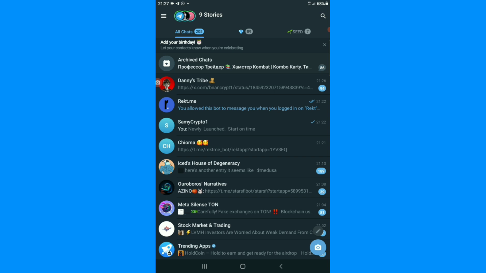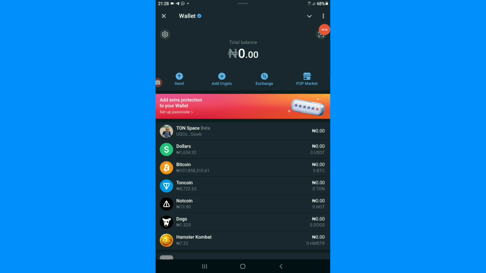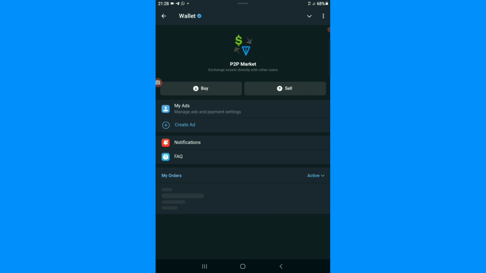So the first thing you have to do is to launch your Telegram wallet. The next thing is to tap on the three horizontal lines at the left corner of your screen. Tap on your wallet. So on my wallet, I just have to tap on P2P market. Then tap on sell.